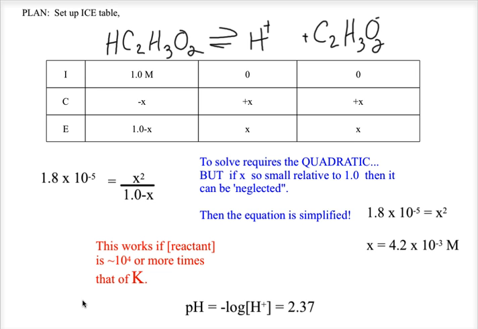The general rule of thumb that you might want to remember when trying to neglect x is that if the concentration of the original solution is on the order of 10 to the 4 times the value of K or more, then it's okay to neglect this x, and you will be able to simplify the problem in that manner.